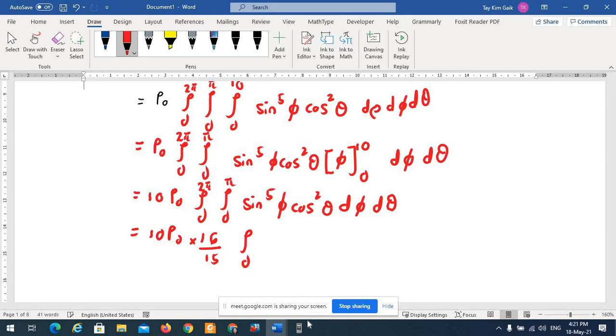Left with the integral from 0 to 2 pi of cos squared theta d theta. That means just now I integrated this one where this part is constant. So for cos squared theta, you just integrate with respect to d theta. We separate this one: you factor out cos squared theta d theta, and you just integrate sin^5 phi using the calculator. You get the answer 16 over 15.